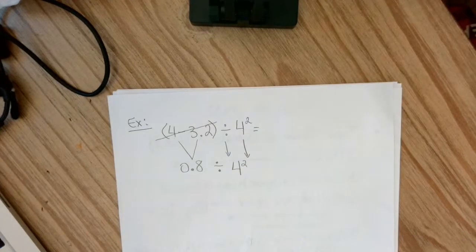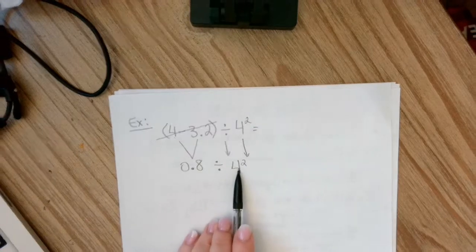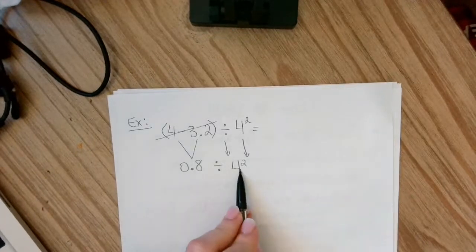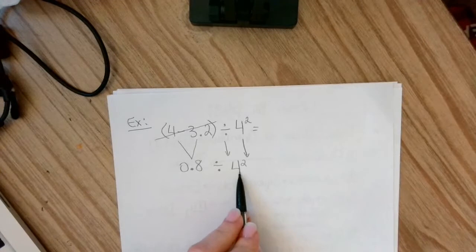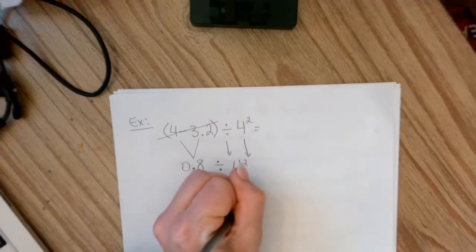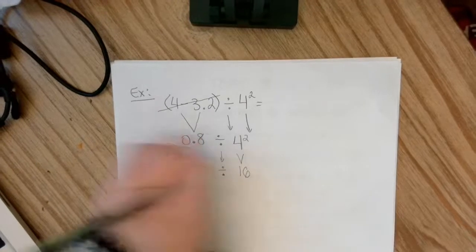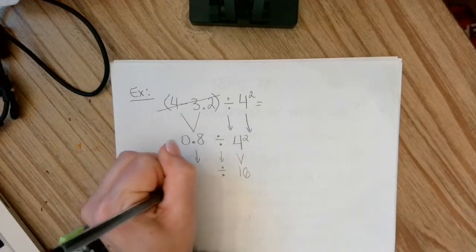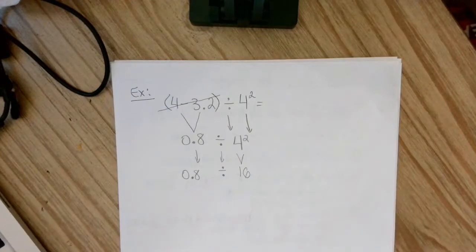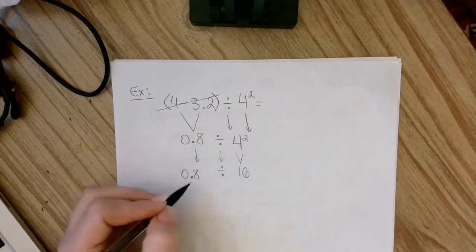Now I'm looking for exponents because exponents is step 2. And I do have an exponent. I have 4 to the 2nd power. So I'm going to go ahead and take care of that. So 4 to the 2nd power, remember what that actually means is 4 times 4. So that equals 16. Then I'm going to pull down my division sign. And I'm going to pull down my 0.8. And now I can do step number 3, which is divide. And there are no addition or subtraction signs, so after I divide these two numbers, then I'm finished.